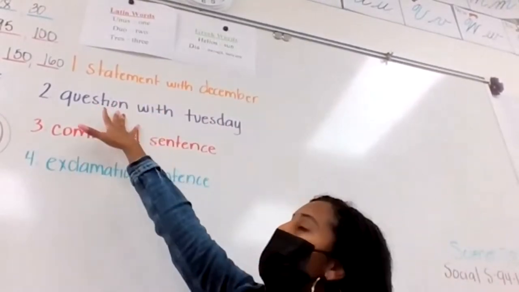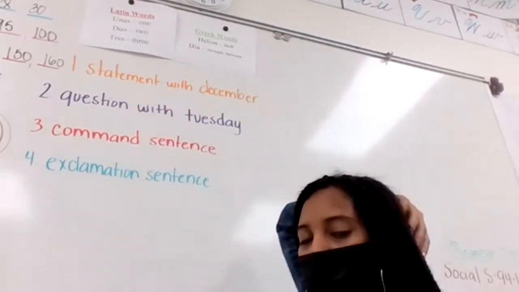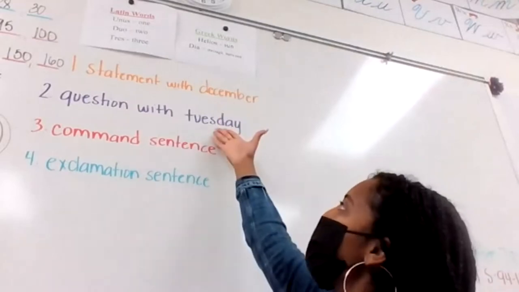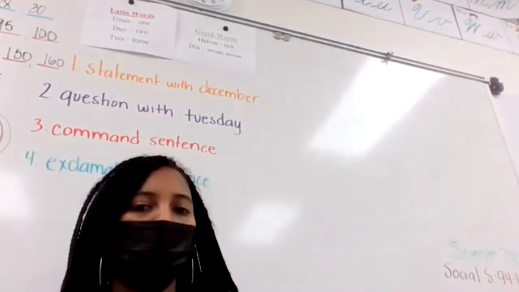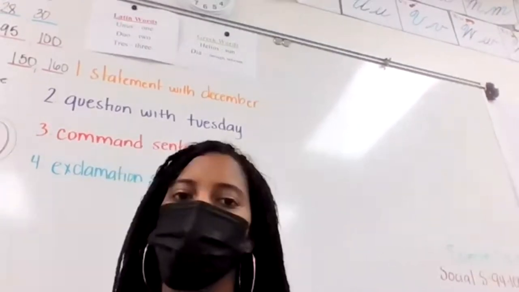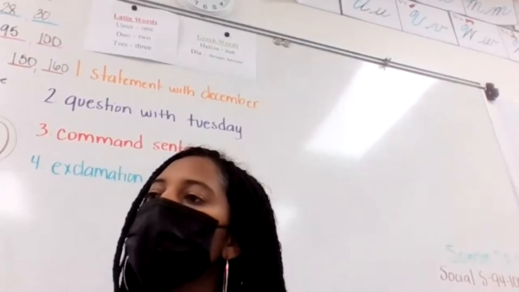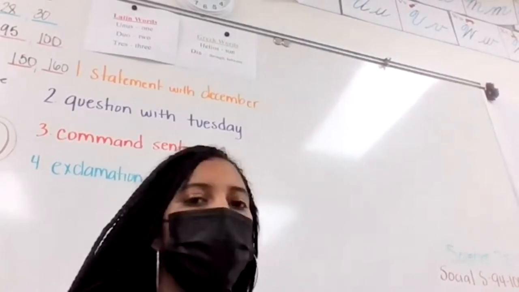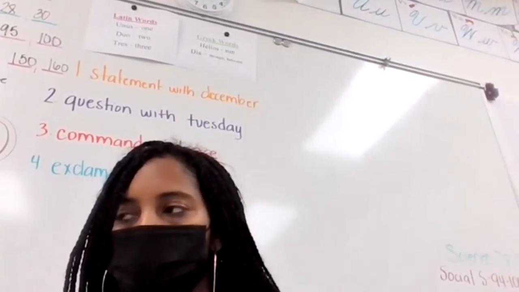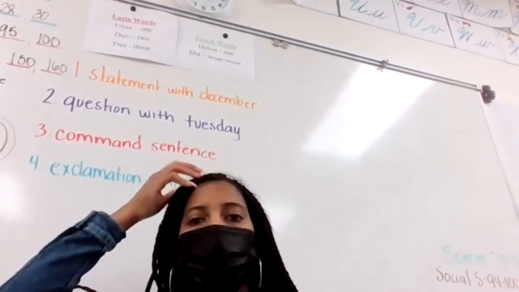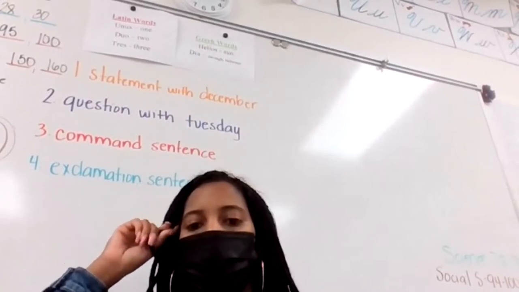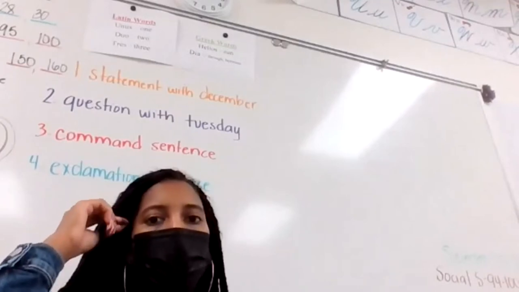All right, number two. Let's write a question sentence with the word Tuesday. That's a challenge. So that means you're asking something with the word Tuesday. Can you go to the park with me on Tuesday? Good. Okay, Nari. Are you coming to school on Tuesday? Good. Can I go to school on Tuesday? Good. Anybody else have one before we go to number three?